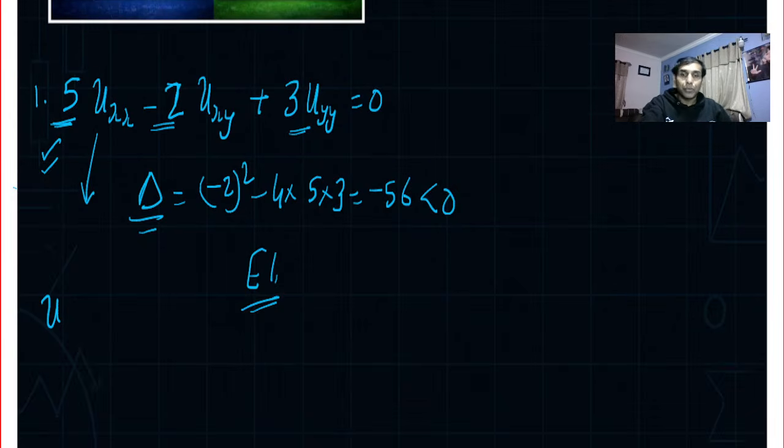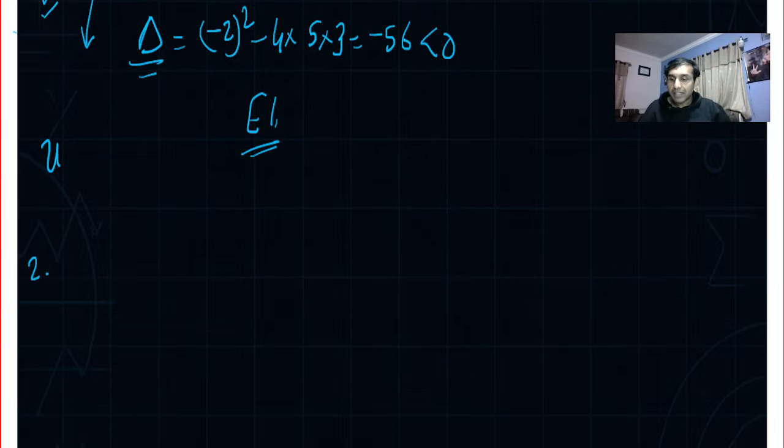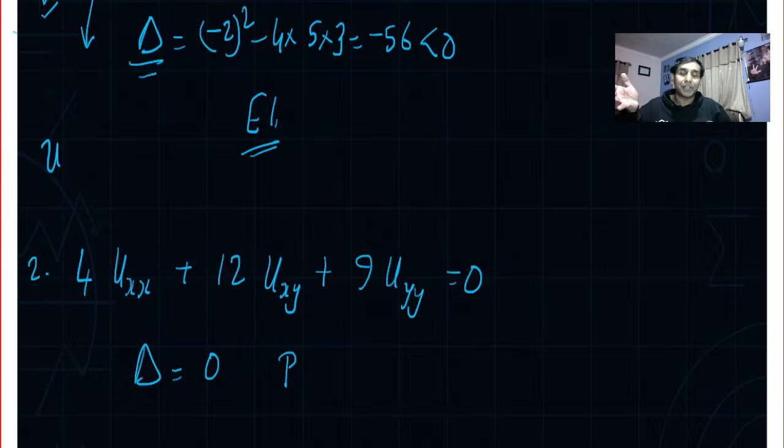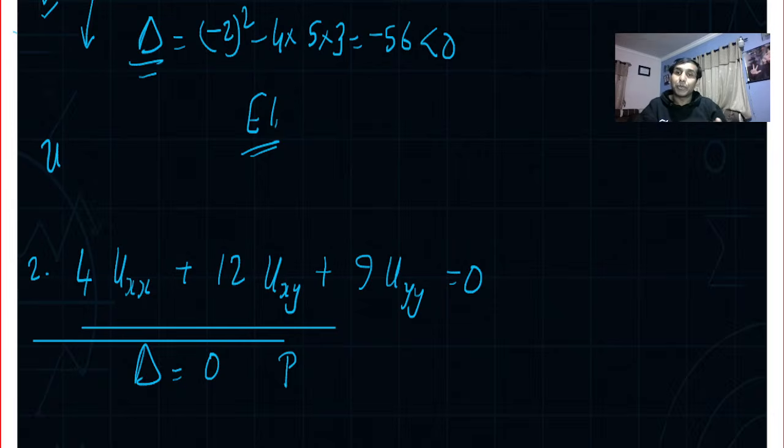Question number 2. Classify the equation 4uxx plus 12uxy plus 9uyy equal to 0. Very simple. Delta equal to b square minus 4ac. I got the value 0 and immediately my brain tells me it is a parabolic model. Now I can understand very clearly we are talking about diffusion. This is the model which talks about diffusion.